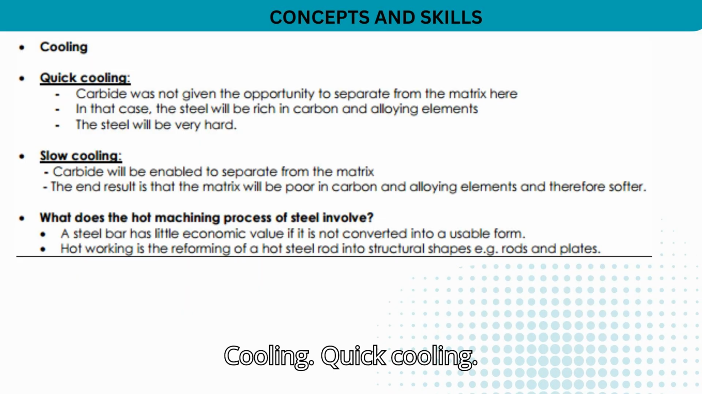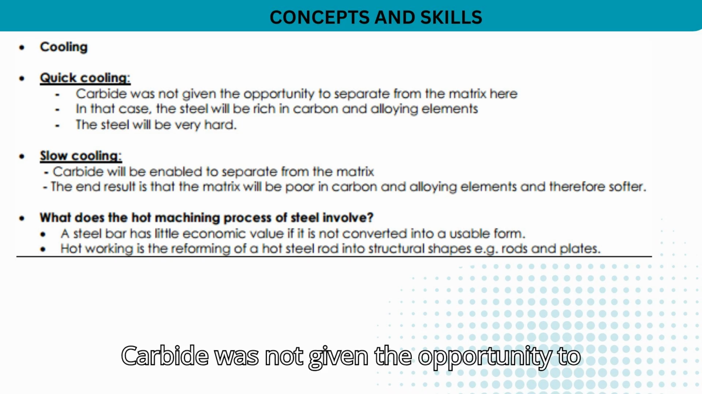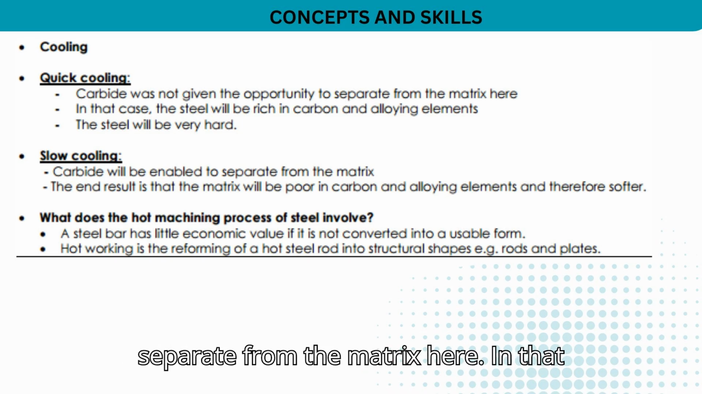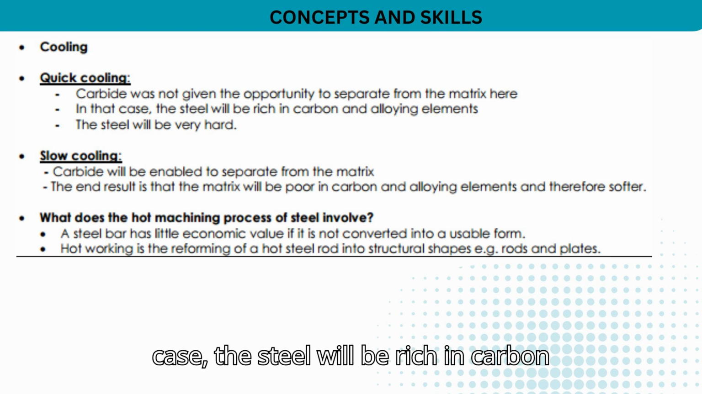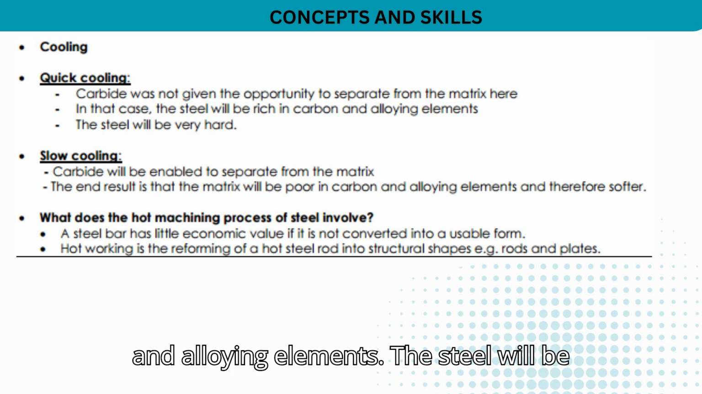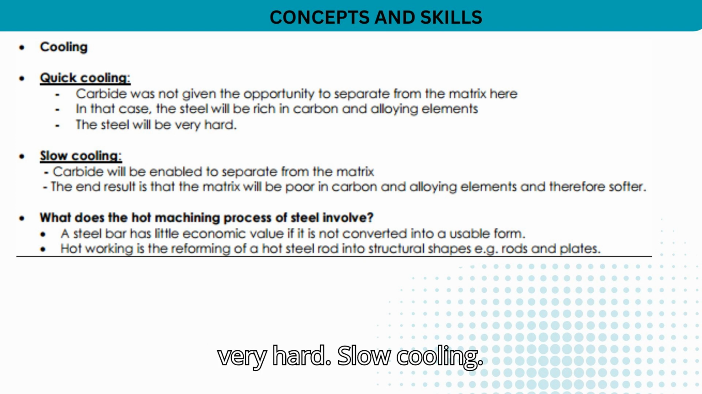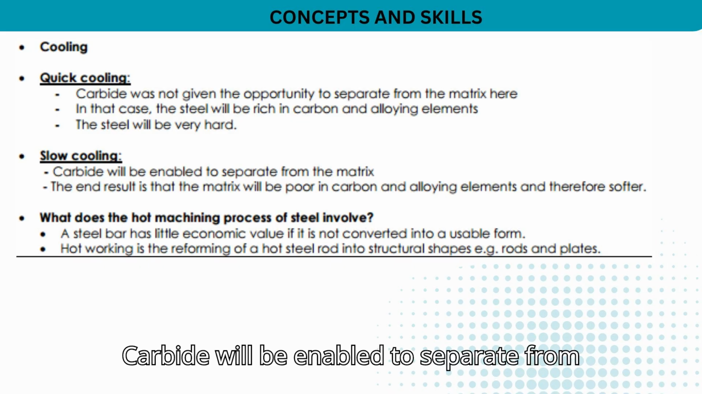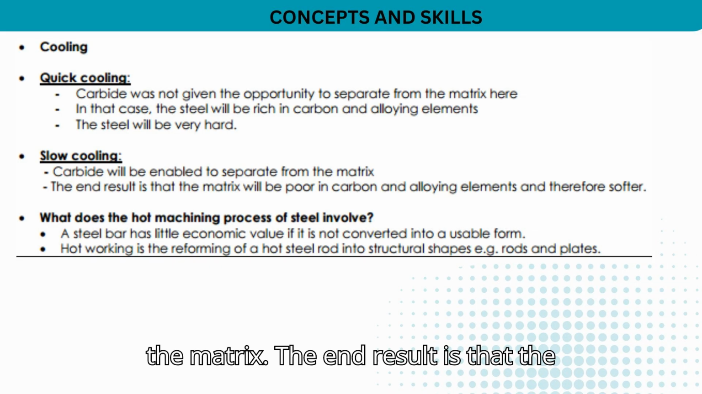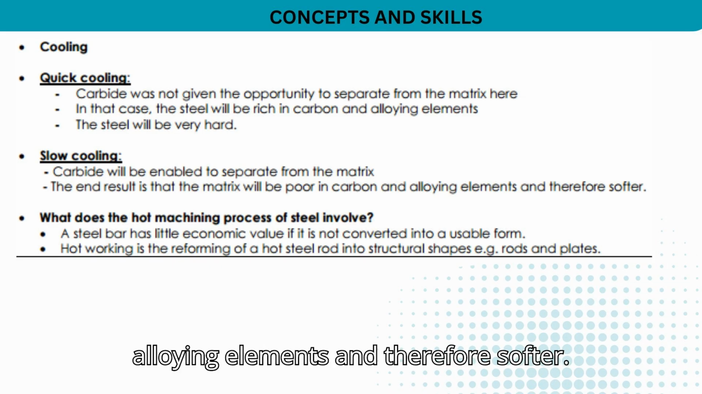Cooling. Quick cooling: carbide is not given the opportunity to separate from the matrix. In that case, the steel will be rich in carbon and alloying elements. The steel will be very hard. Slow cooling: carbide will be able to separate from the matrix. The end result is that the matrix will be poor in carbon and alloying elements and therefore softer.